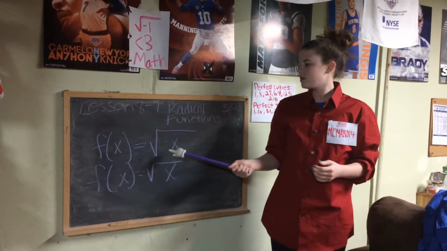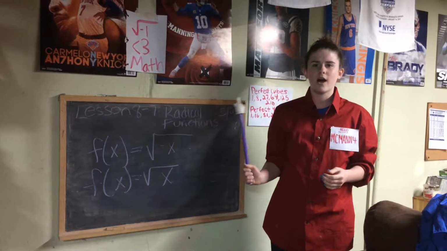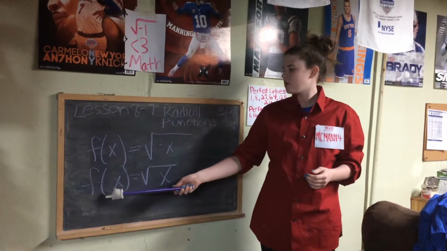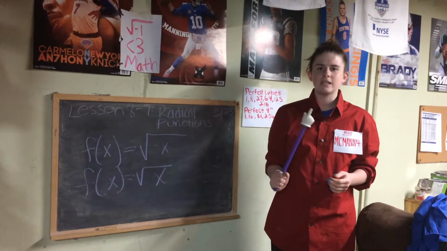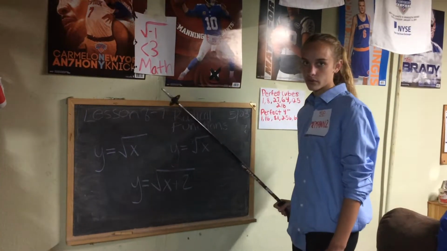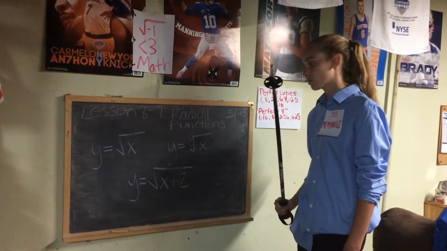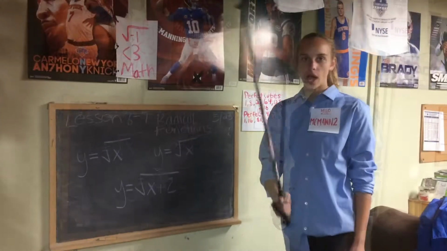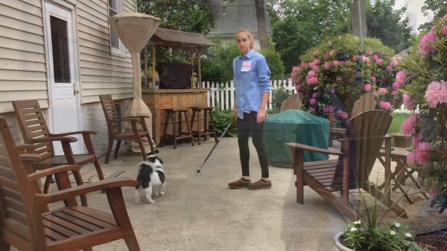When you're looking at functions, the square root of negative x is a reflection over the y-axis. And then if you're looking at another function, negative square root of x, it is a reflection over the x-axis. Examples are y equals the square root of x, y equals the cube root of x, and y equals the square root of x plus 2. Now let's go outside and find some real-life examples of radical functions.